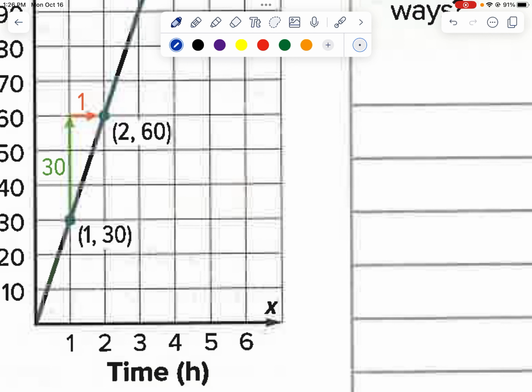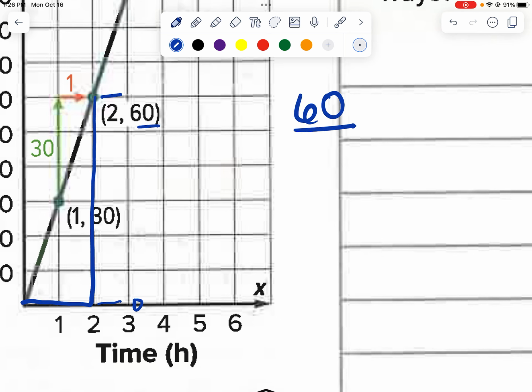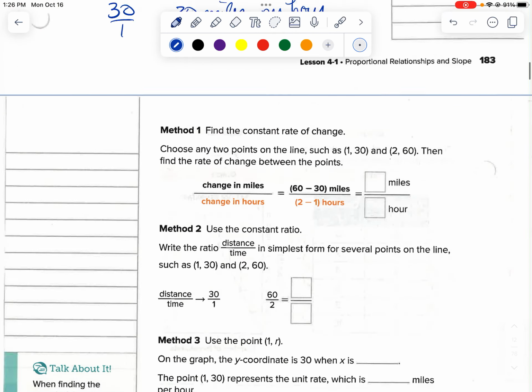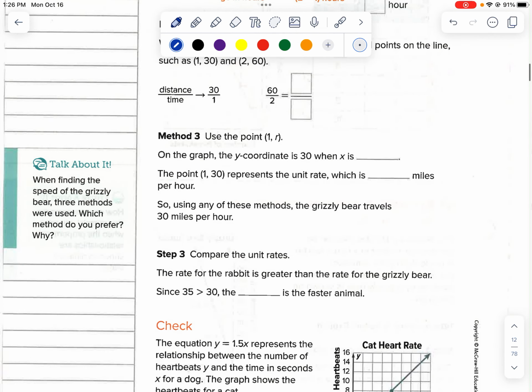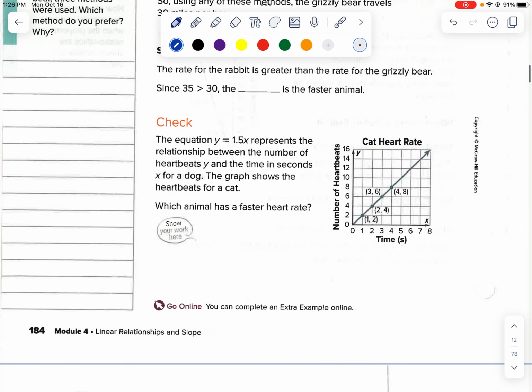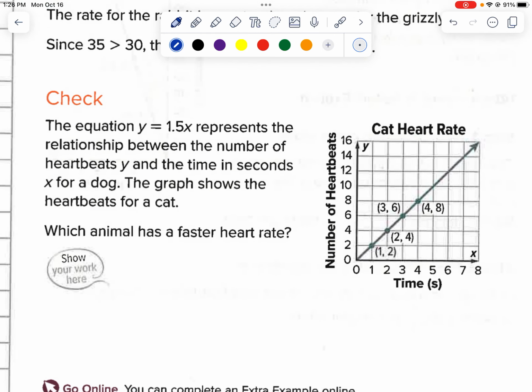I could have picked these 2 points. So from here to here, how far up did it go? It went from 0 up to 60. That's 60. It went over from 1 over to 2. That is 30, still 30 miles per hour. Okay, I already did all of that. Awesome.